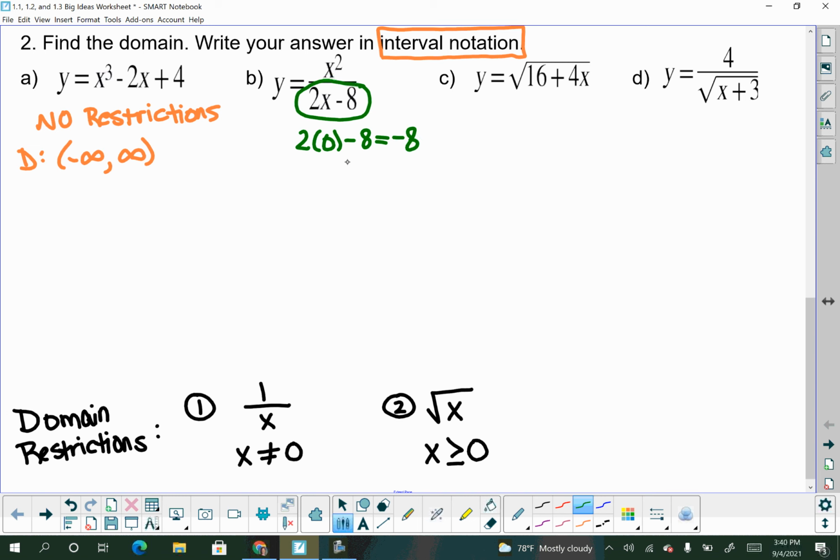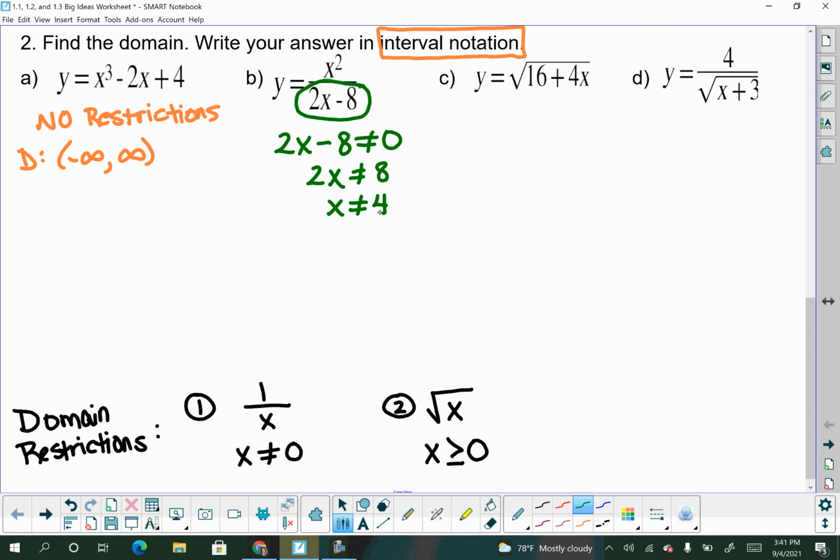So what we want to focus in on is what number could I plug in that would make that whole thing equal to 0. And if you're not sure, you can set up a little mini equation. 2x minus 8, that whole denominator, cannot equal 0. And then we're going to solve this. We're going to add 8 and divide by 2.